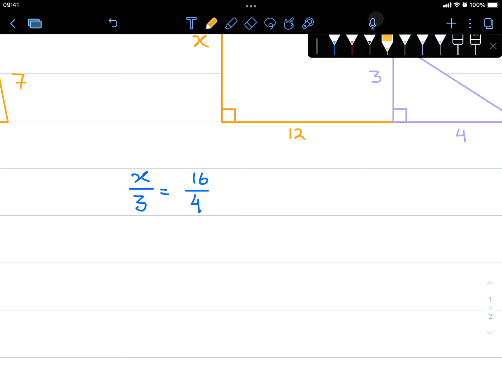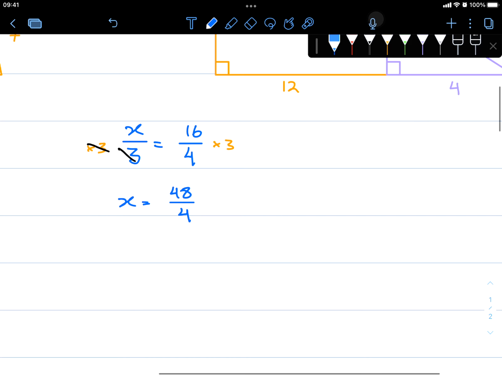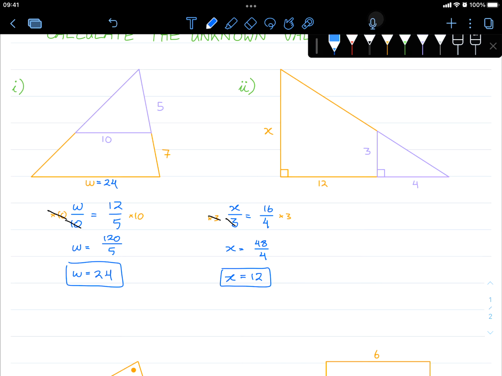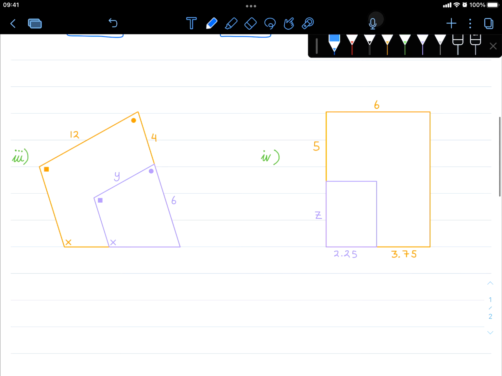So to find the value now, we multiply both sides by 3. This cancels, leaving us with X is equal to 16 times 3 is 48 over 4. 48 divided by 4, X is equal to 12. So that there is equal to 12. Okay, so I hope that gave you a little bit more. So let's keep going. Let's try and figure out what more we can find.